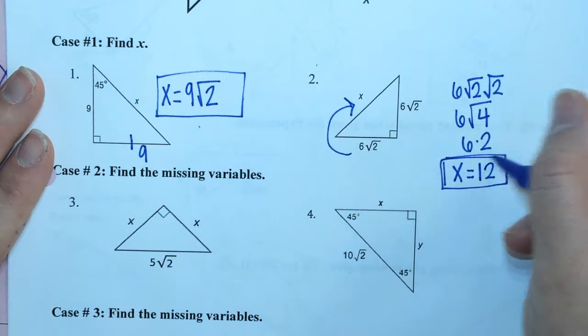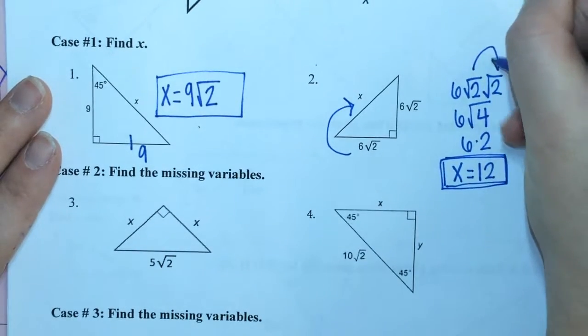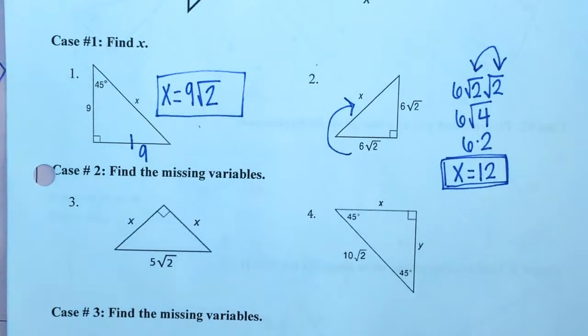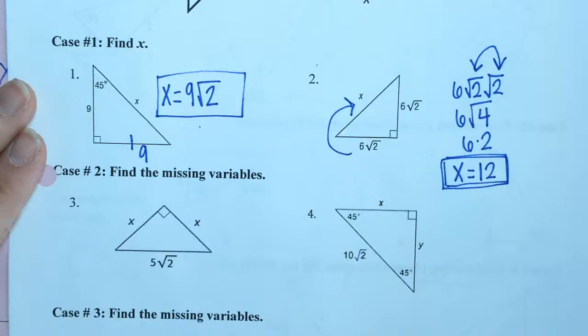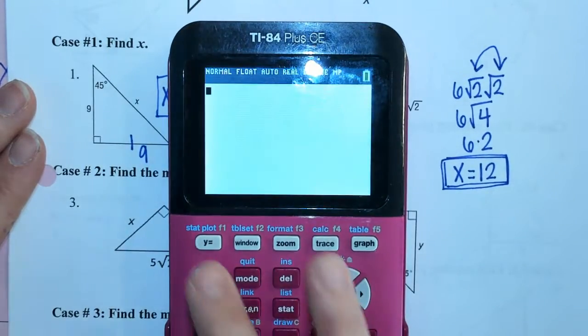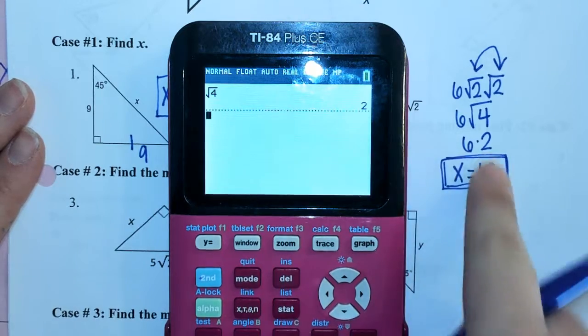I don't like that too much. That's not anything yet. So you have to multiply 2 times 2. You can multiply these two together because they both have a radical. Then what do you do with the 6 and the 4? The square root of 4 is 2. If you plug that in your calculator, the square root of 4 is 2. So then you multiply 6 times 2, which is 12.